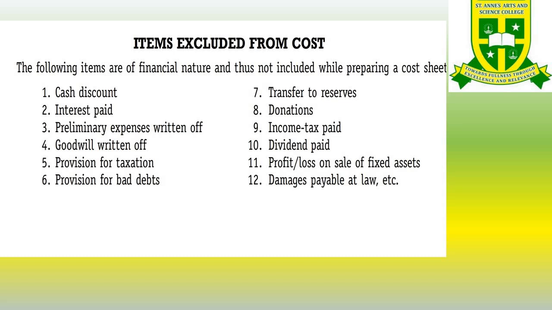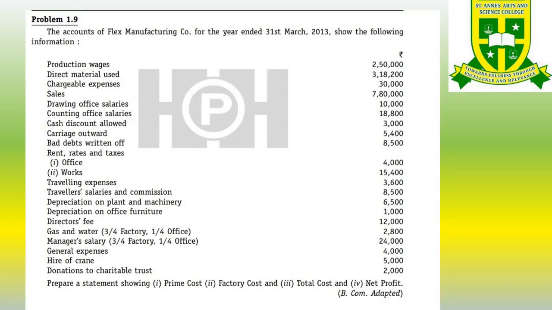This is for the current year, but we have to include the bad debts, because bad debts is the amount which cannot be recovered. The provision for bad debts is the assumption that for this year this amount cannot be recovered from the debtors, but bad debts is the final amount which cannot be recovered from the debtors. Transfer to reserves, donation, income tax, dividend, profit on sale of fixed asset, damages payable at law. These are the various expenses which happen after selling of the product. So we have to ignore these items.